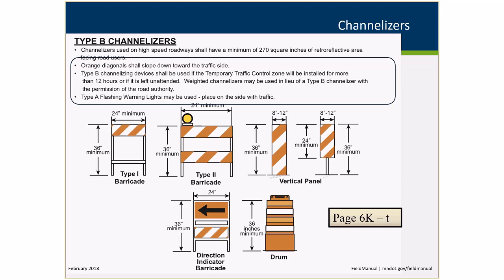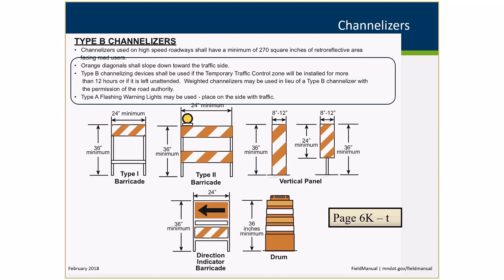They need to be on the same side of the barricade as traffic. Now, that language and the orange diagonals was also added to the type B channelizer list that's on here as well. Some additional guidance under the type B channelizers on the page is how much of the slats across can be covered with other signs.